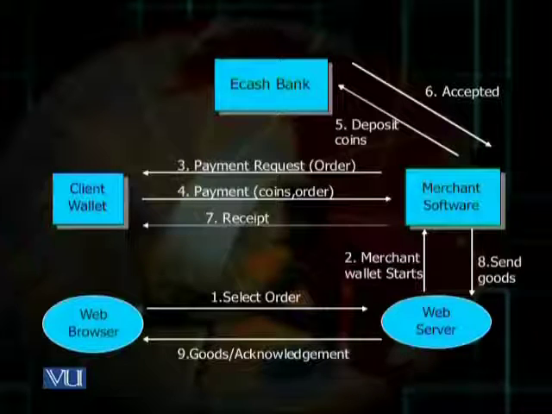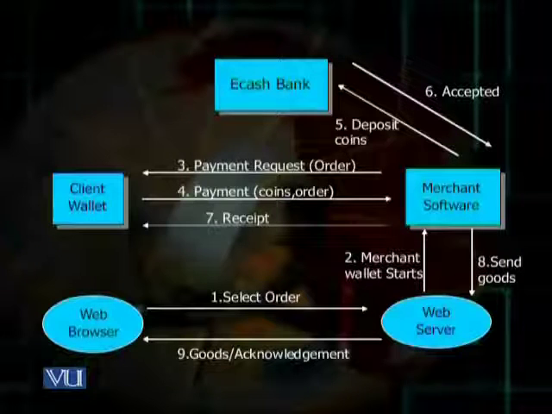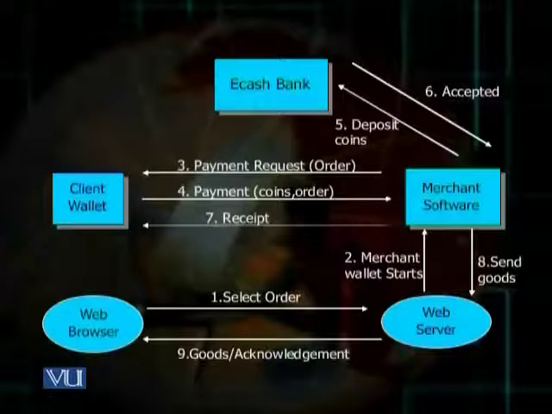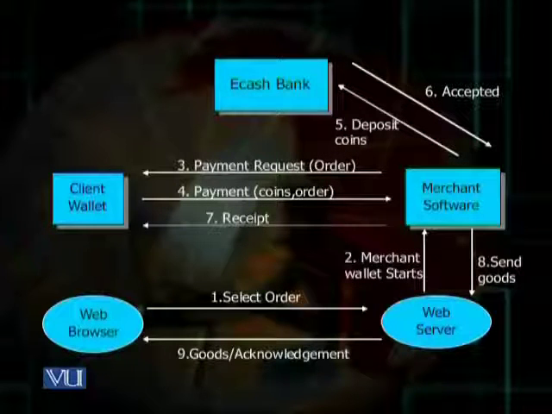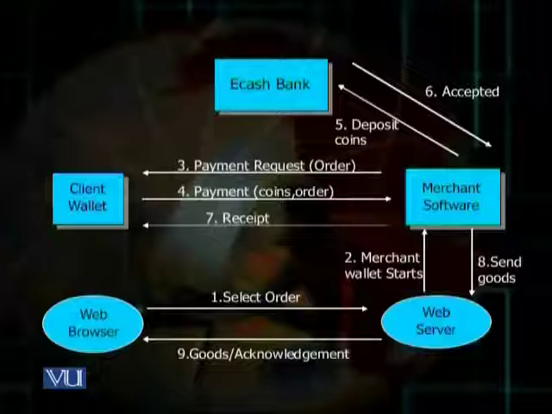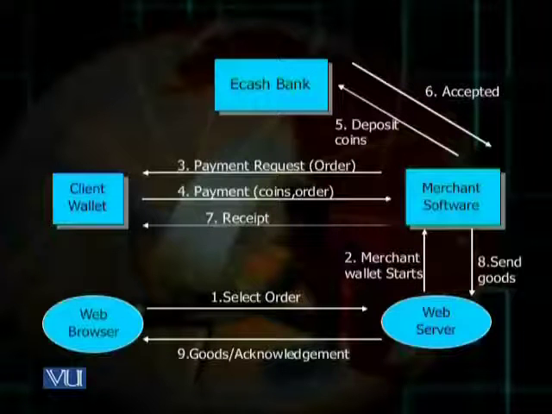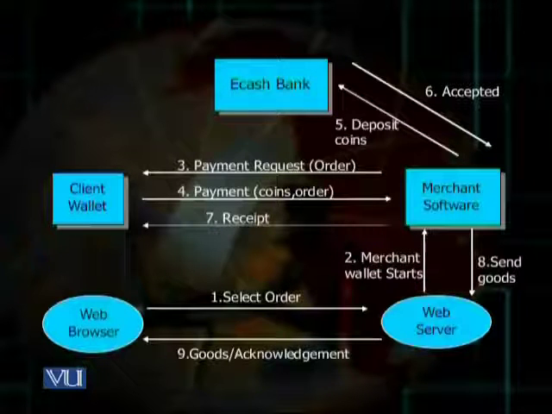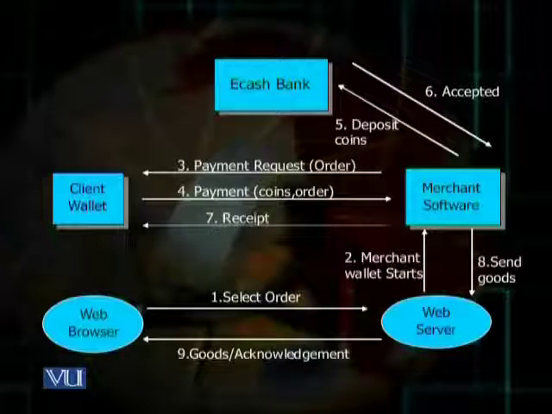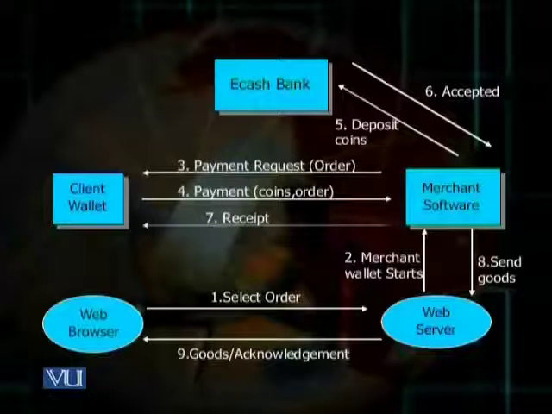In step number 1, the web browser would select and order the items which are intended to be bought from the web server on the merchant side. The selection of such an order would be made. In step number 2, the merchant wallet starts. The web server would start the merchant's special software which can deal with the e-cash payment requests.